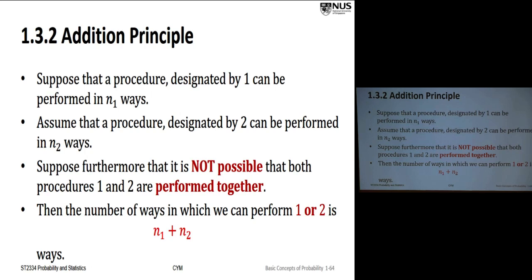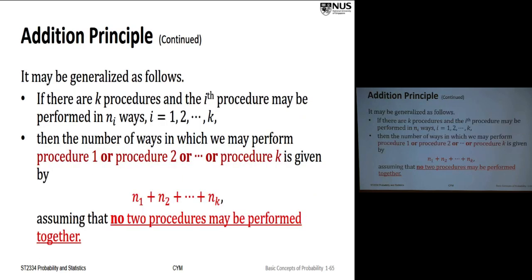So it's N1 plus N2. So we are talking about only one operation, but there are many modes of getting this outcome. Taking train or taking bus, all right? So how many possible train lines, how many possible routes of bus, then you just add them together. So in general, if you have k of them, then you just add up all the k of them.